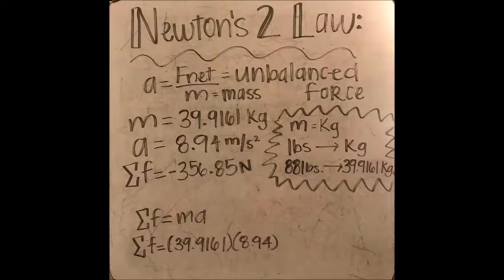Newton's second law was where we would plug all of our data so far into so we could later create a free body diagram. The equation is acceleration equals net force over mass. Net force stands for the unbalanced forces. To find mass, we converted pounds into kilograms, so 88 pounds was equal to 39.9161 kilograms.